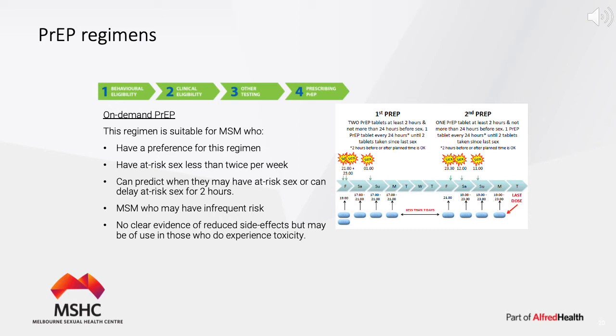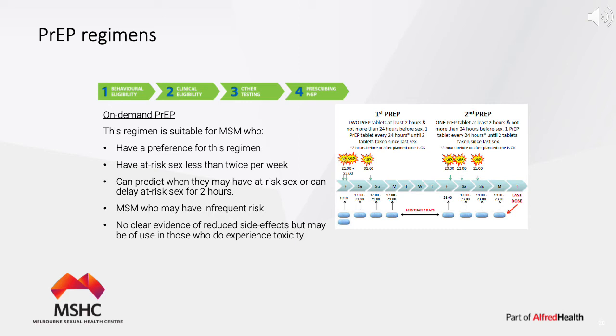So if you're having sex more than twice a week, then really you'd be taking too many. So basically, it's reserved for individuals who are having sex less than twice per week. Then it must be for individuals who can predict when they're going to have sex, because there needs to be a minimum interval of 2 hours from taking PrEP to having sex. So it's not for someone who's just going to take PrEP and then going to have sex later. There has to be a minimum interval of 2 hours and a maximum interval of 24 hours.